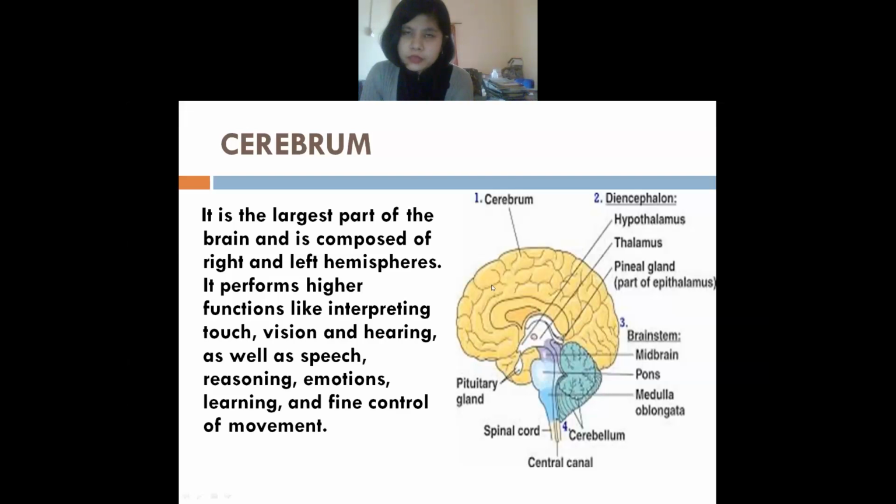Next is vision. You are able to see things because of the cerebrum. Next, hearing. You can hear something because of the cerebrum. As well as speech. You can speak something because of the cerebrum.